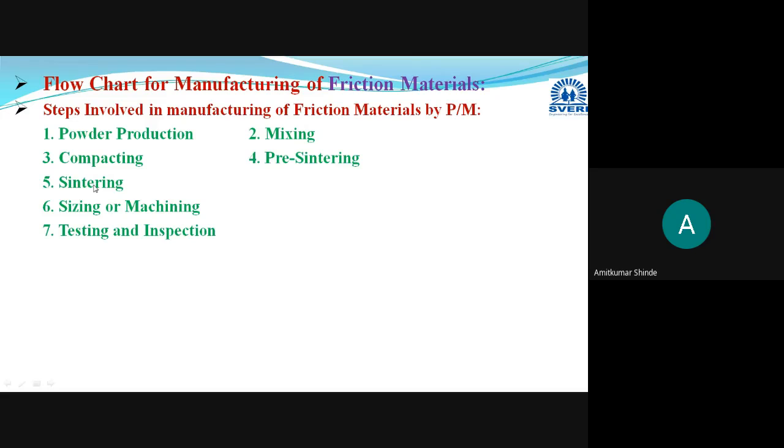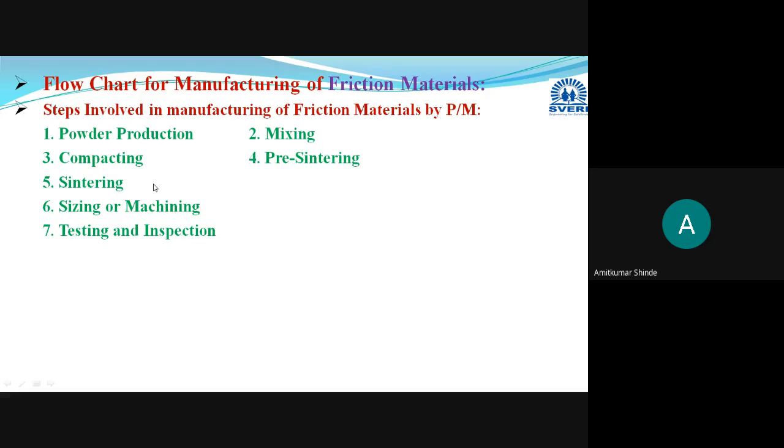Okay, now here, in the sintering operation, you have to heat the component at 800 degrees Celsius for 4 to 6 hours, in a reducing atmosphere, or you can say in a neutral atmosphere. Okay, the temperature is 800 degrees Celsius, and the time required for this sintering is 4 to 6 hours.